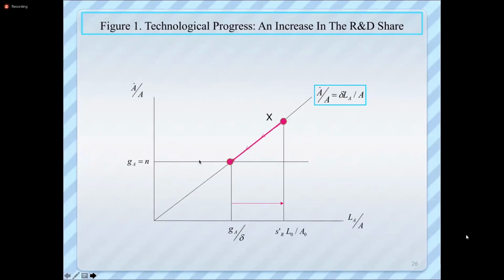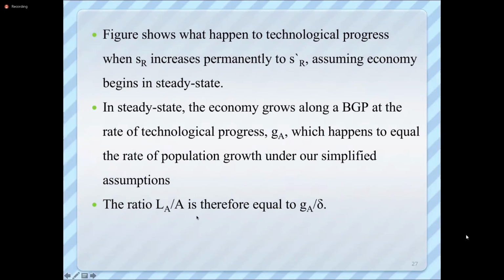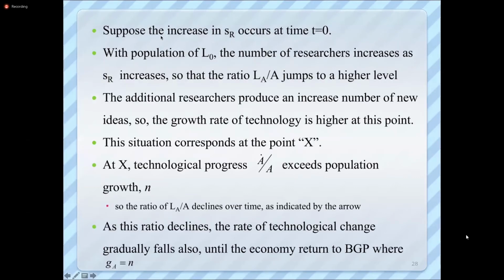So when the share of population rises, right? So initially, the share of labor for idea that is produced is equal to the production of idea and the rate of production. So suppose the increase occurs at time t0 with population of L0, the number of researchers increases, right? Because the share of population has increased. So you jump to a point higher, which is called point X. At X, technological progress exceeds population growth rate, right? Which was shown by the arrow.